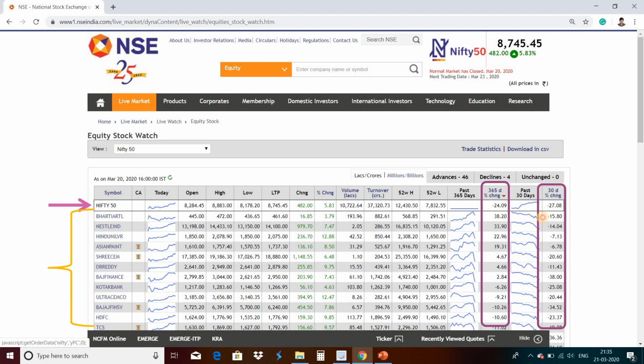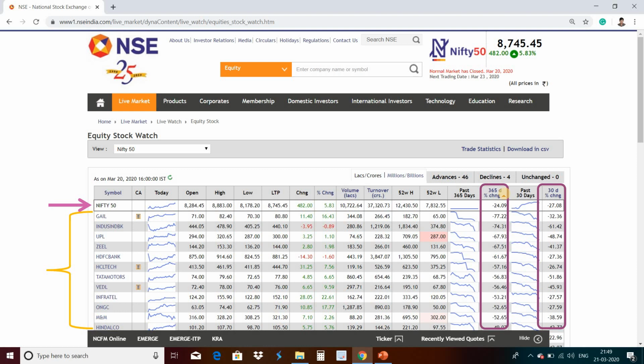So these stocks, from the point of view of the last 1 year or last 1 month, are generating positive alpha. Similarly, if we consider GAIL, IndusInd Bank, UPL, ZEEL, etc., these stocks are generating a negative alpha, or a negative return in comparison with Nifty 50 for the last 365 days and last 30 days also. So these are examples of negative alpha.